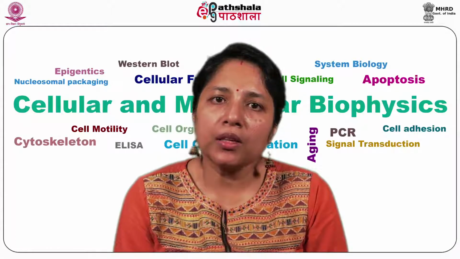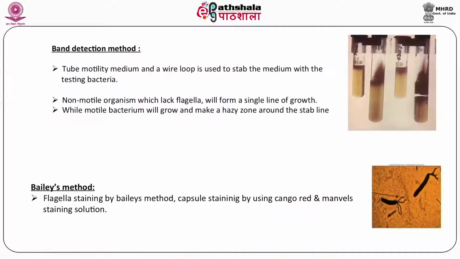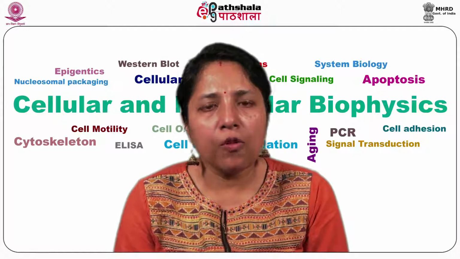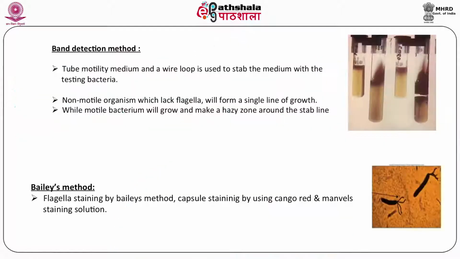Now the second method is the band detection method. This uses a tube of motility medium, and a wire loop is used to stab the medium with the testing bacteria. Non-motile organisms which lack flagella will form a single line of growth, while motile bacteria will grow and make a hazy zone around the stab line.